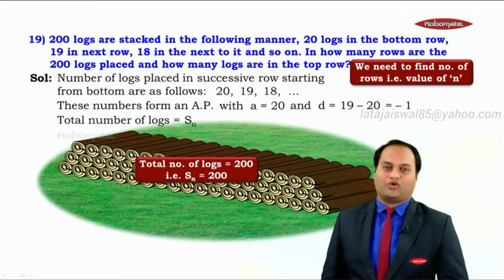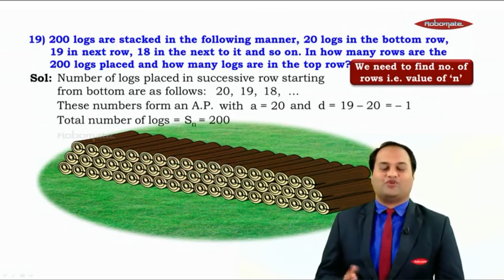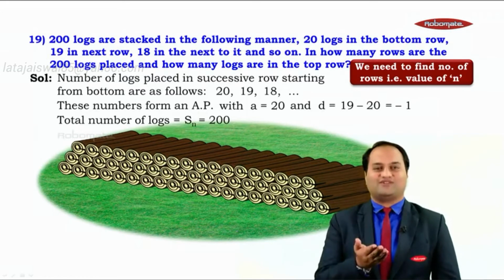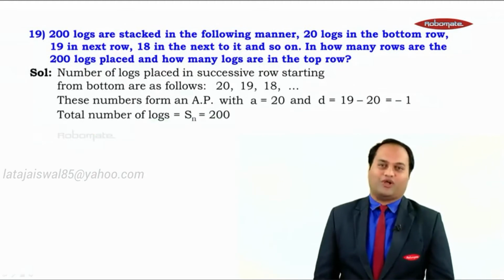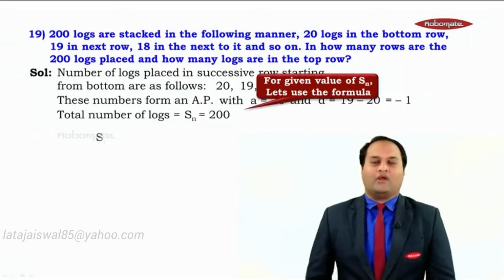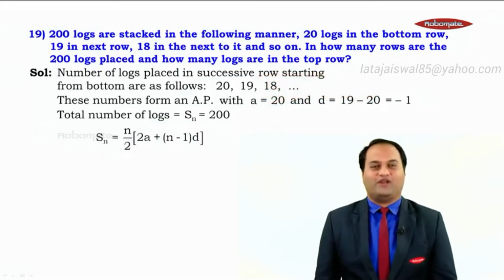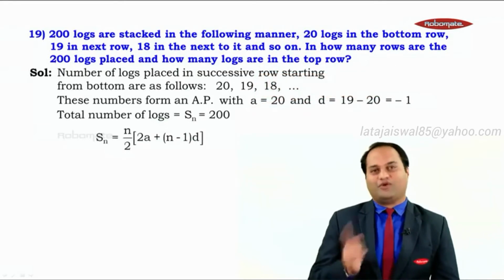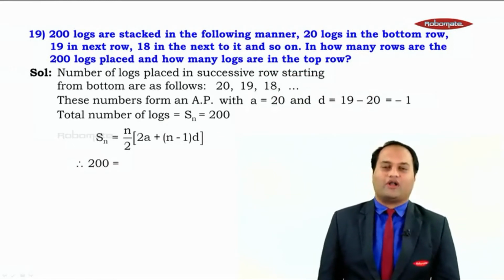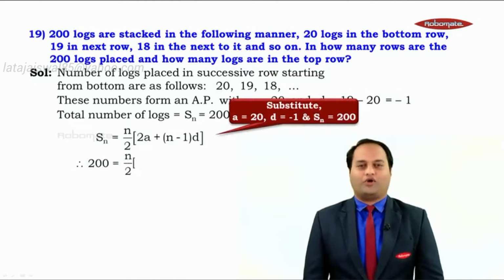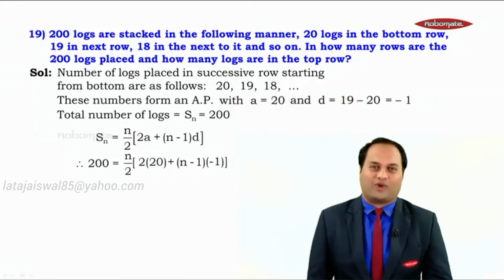How do we solve? The total number of logs is Sn equal to 200. Sn is known to us, a is known to us, d is known to us. We are supposed to find n. How do we do it? We use the formula. What's the formula? Sn is equal to n upon 2 into 2a plus n minus 1 into d. Why are we using this formula? Because d is known to us, right? Let's substitute. 200 is equal to n upon 2 into 2 into 20 plus n minus 1 into minus 1.